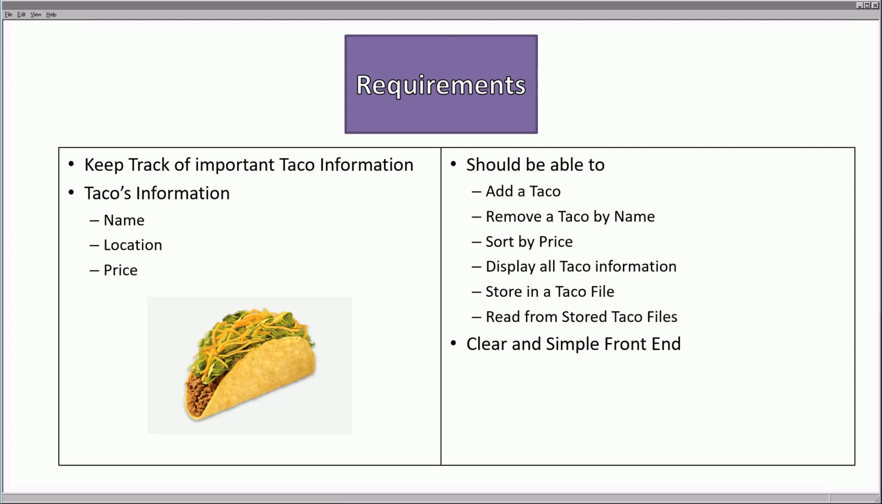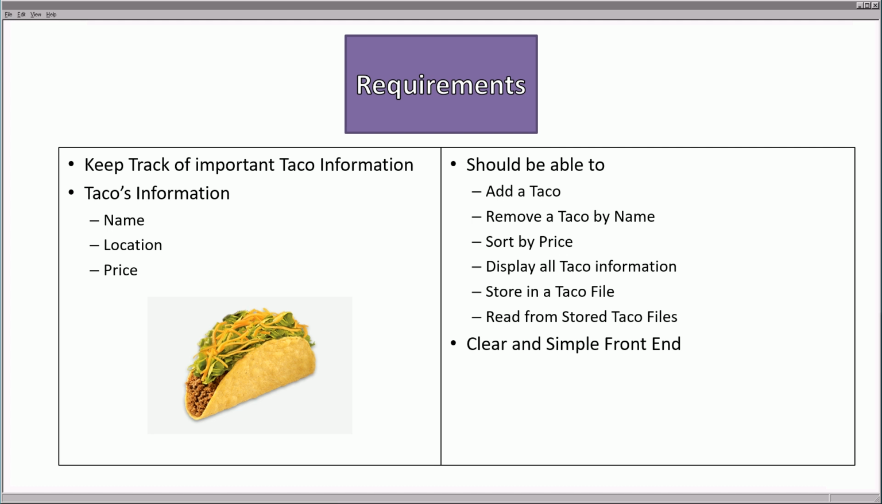So we need to figure out what is required in this solution. We understand from the problem that we need to keep track of important taco information. But what information do we need to keep track of? Ideally, I would like to keep track of the taco's name, their location, and their price.